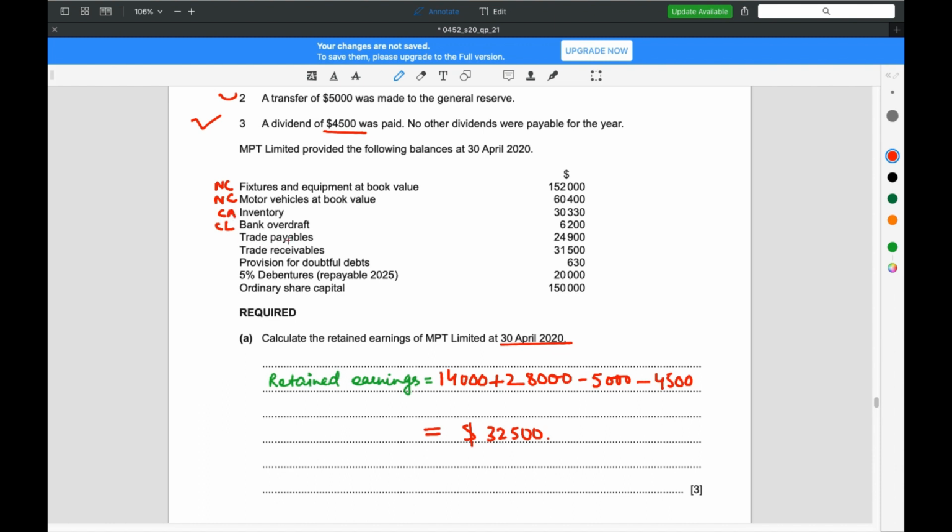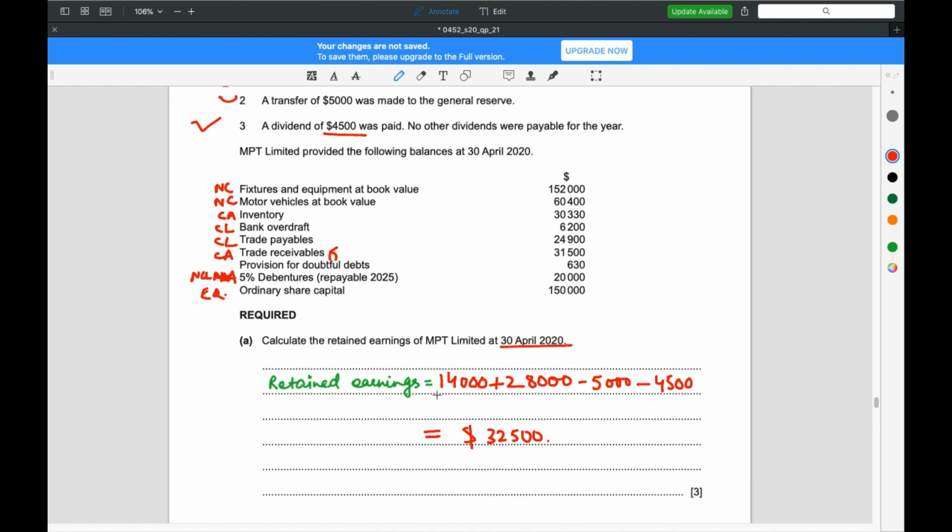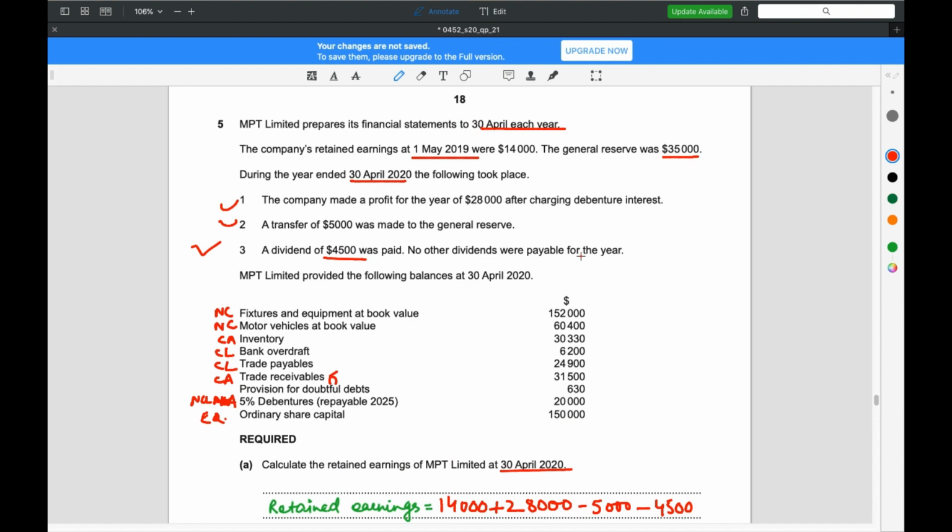And then the trade payables, which is a current liability. Trade receivables is a current asset. Provision for doubtful debts, this is going to be subtracted from the trade receivables, right? A debenture is a non-current liability. And ordinary share capital is in the equity section. But do not forget that you also have your retained earnings and your general reserve, which you have to put into your equity section.